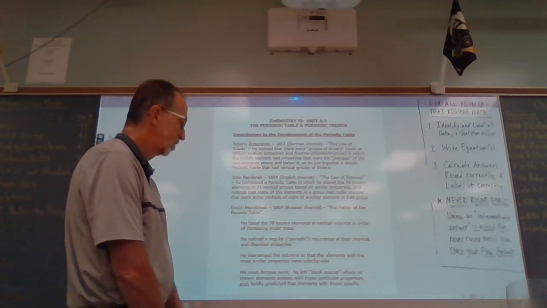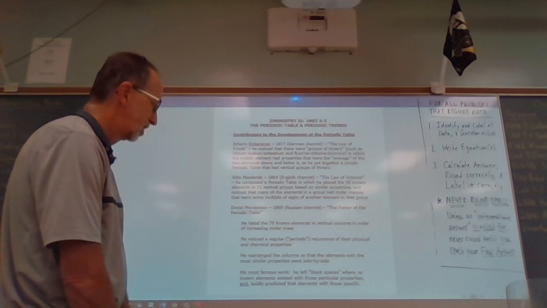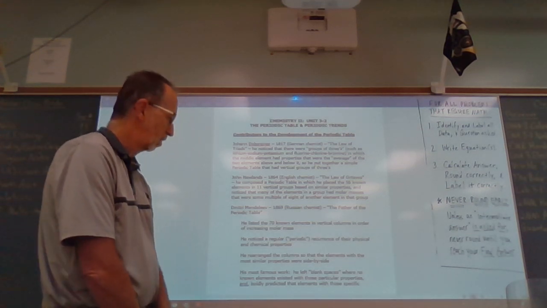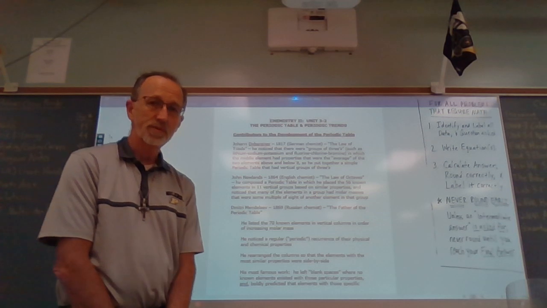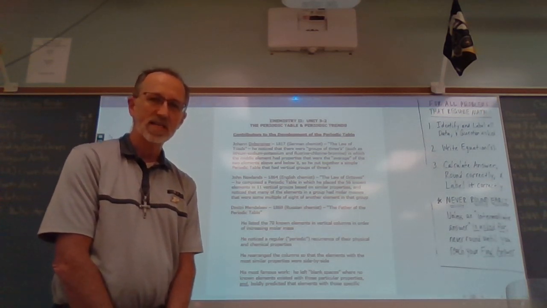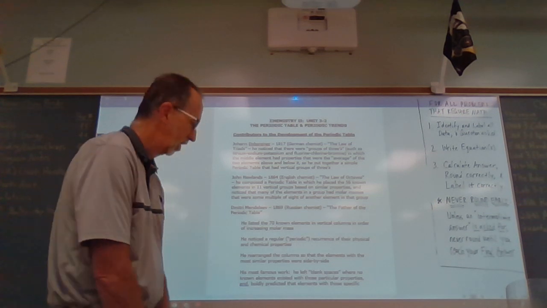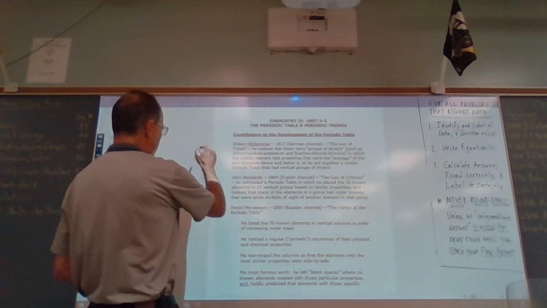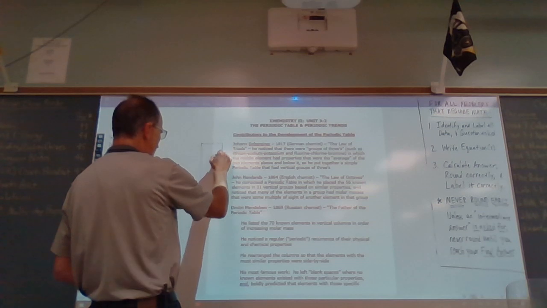His most famous work was that he left blank spaces where no known elements existed with those particular properties, and boldly predicted that elements would be discovered and put in those places. At that time, people thought, yeah, right, whatever. But what he did was really pretty ingenious. So here was one of his columns.